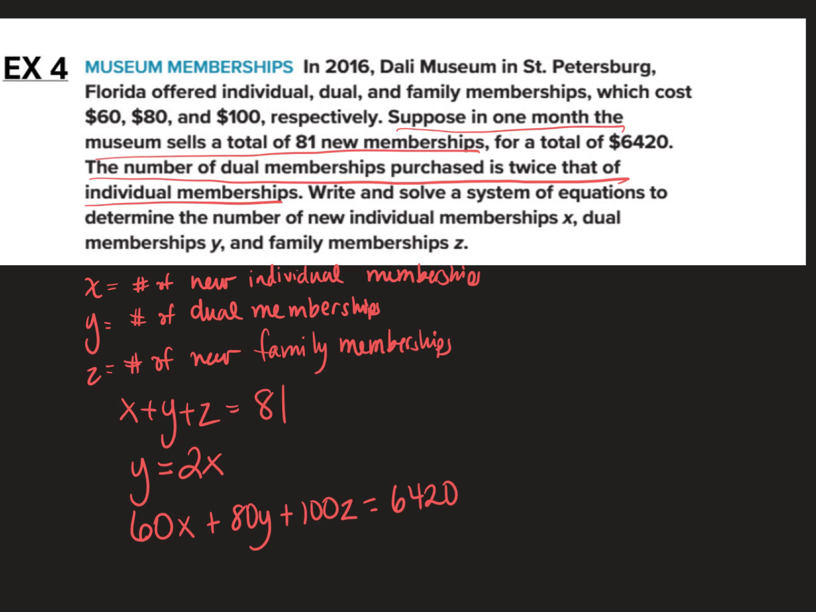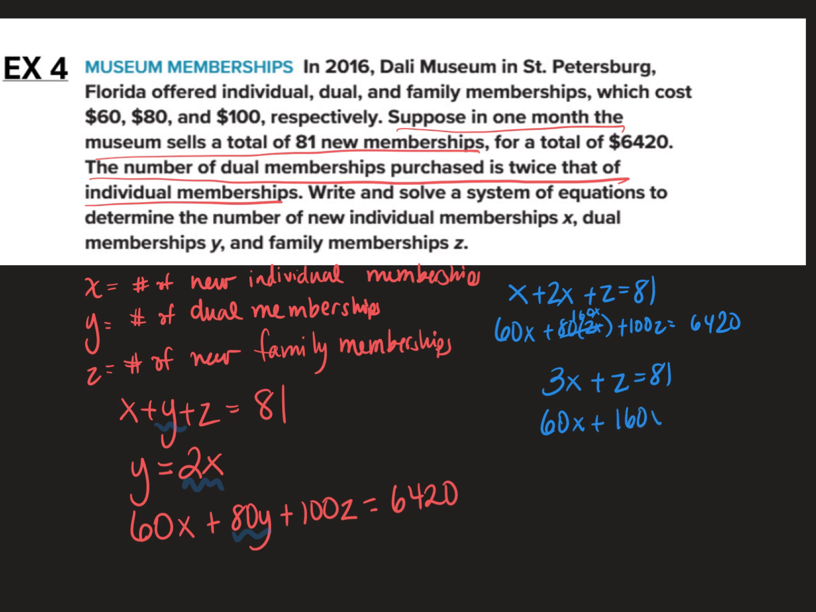Now, this is not a traditional system of three equations. Where I'm going to start is I'm going to substitute 2x into both of those equations. So x plus 2x plus z equals 81, and 60x plus 80 times 2x plus 100z equals 6,420. That would give me 3x plus z equals 81, and this would be 160x. So 60x plus 160x, which is 220x. I'm going to erase that. Plus 100z equals 6,420.